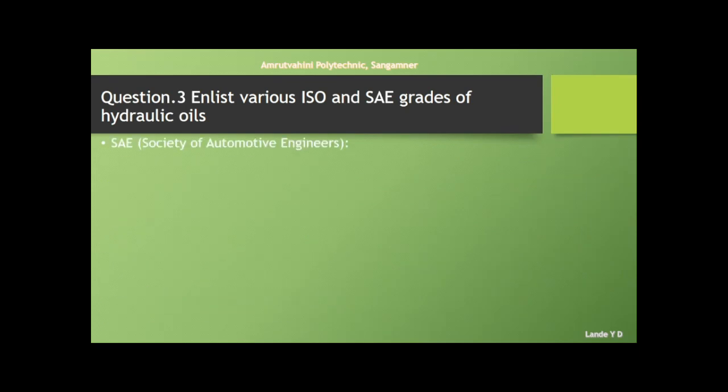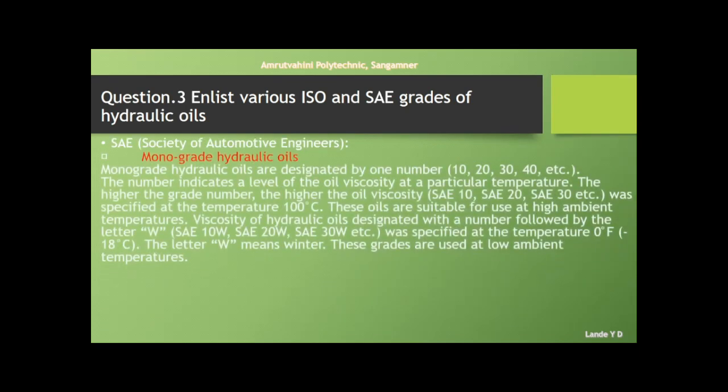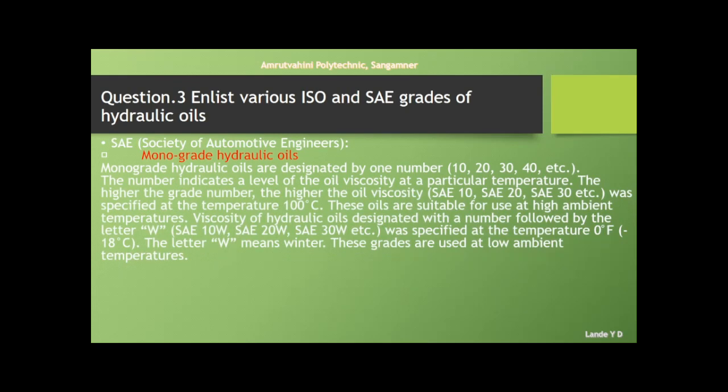SAE, Society of Automotive Engineers. Monograde hydraulic oils. Monograde hydraulic oils are designated by one number: 10, 20, 30, 40, etc. The number indicates a level of the oil viscosity at a particular temperature. The higher the grade number, the higher the oil viscosity. SAE 10, SAE 20, SAE 30, etc. was specified at the temperature 100 degrees Celsius. These oils are suitable for use at high ambient temperatures.